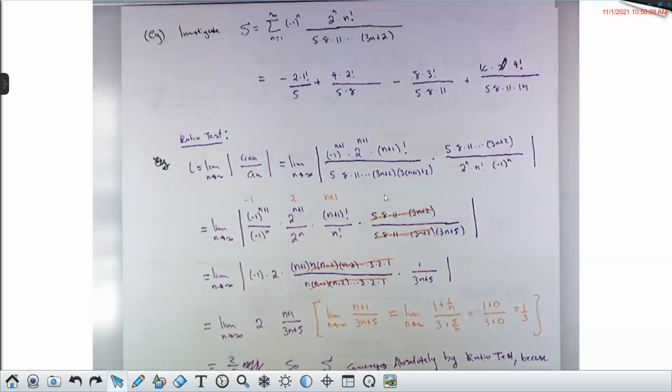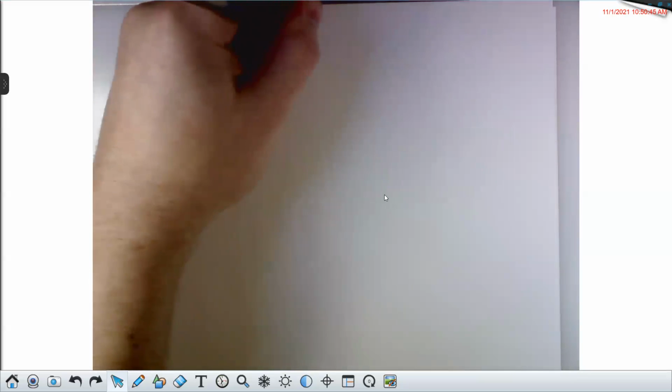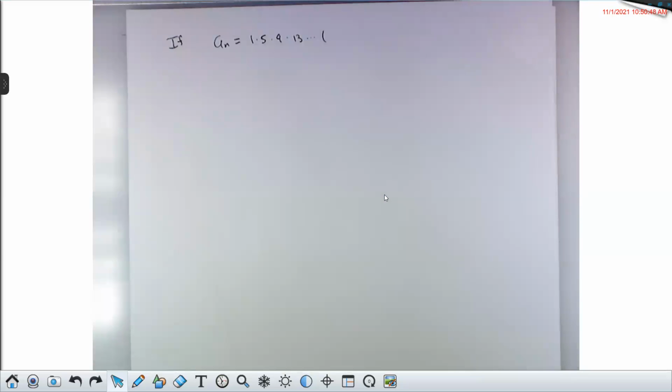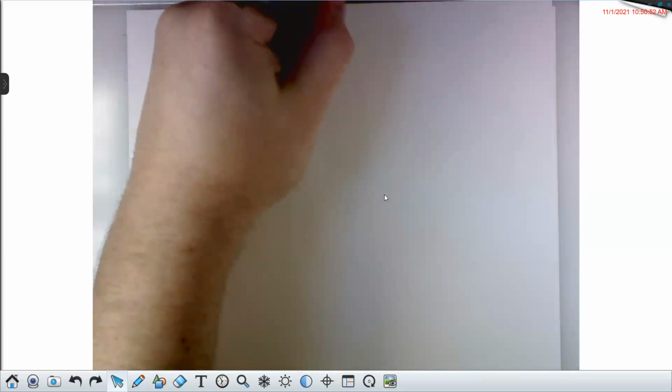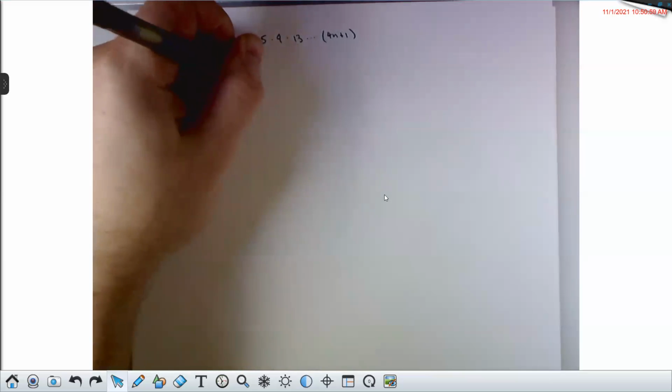I do want to look at one more thing like that where we're just playing around with a product, not in the context of a ratio test. And then I'll talk about absolute versus conditional convergence. All right. So if a sub n is, let's say, 1 times 5 times 9 times 13 all the way out to 4n plus 1, what is a sub n plus 1?